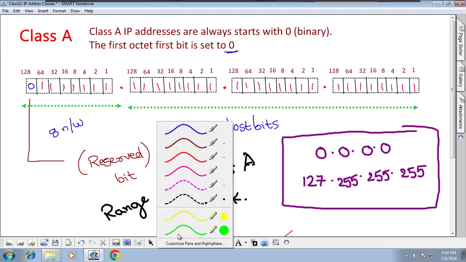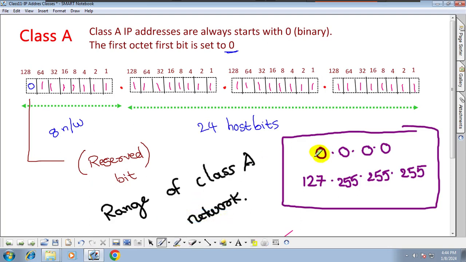So any IP address starting from 0 to 127, in that range, comes under class A. Many of you are thinking about something. No sir, 1 to 126 is the class A. But 0 and 127 are something special, I have seen that somewhere. That is right, you are absolutely right, but I am telling you the range of class A networks.